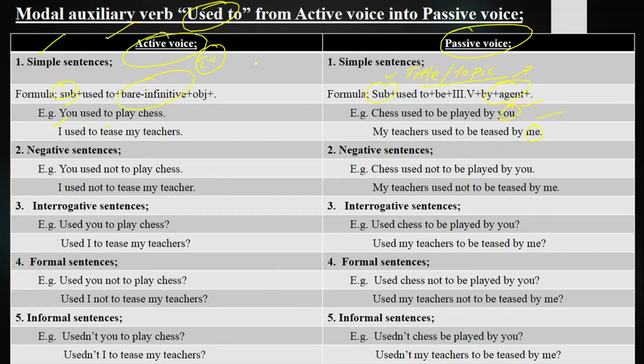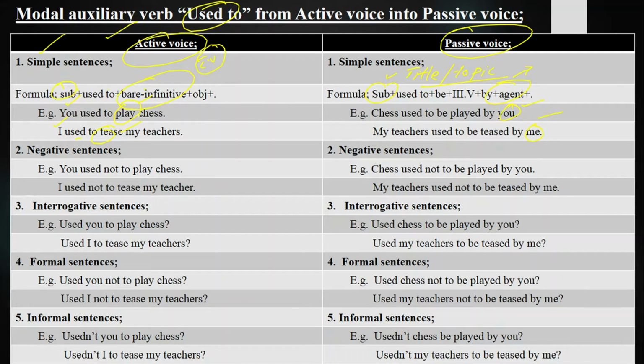Bare infinitive means the first form of the verb works as a noun. Here play and tease are the names of actions. Keep in your mind, this should be clear to you, because we are not doing it, we are just taking the name of these actions.